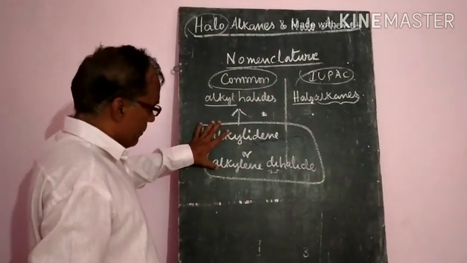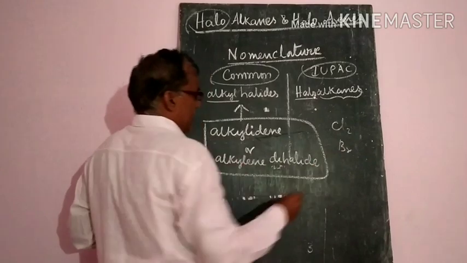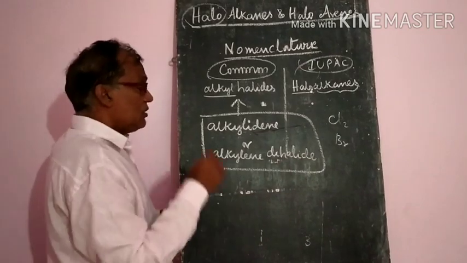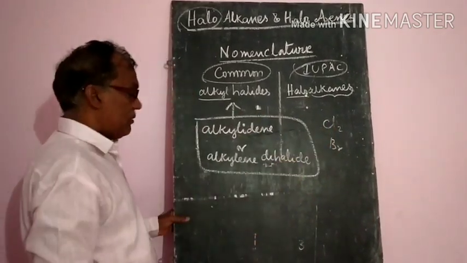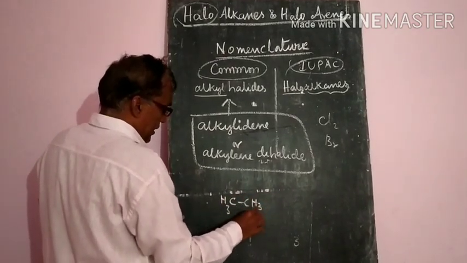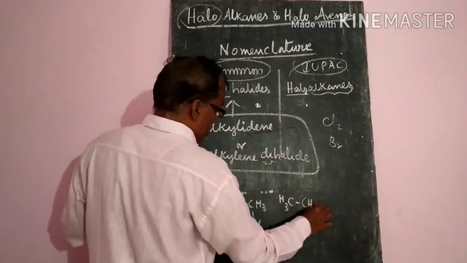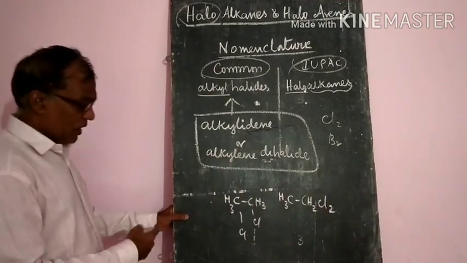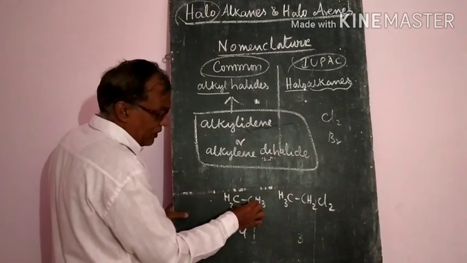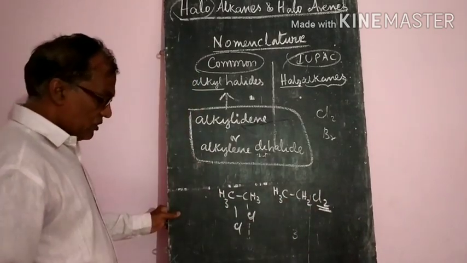Suppose there are 2 halogen atoms, 2 chlorine atoms or 2 bromine atoms. When writing about alkylidene and alkylene dihalides, where 2 chlorine atoms are there, the possibilities are CH2Cl-CH2Cl and CH3-CHCl2. If you observe here, the 2 chlorine atoms are attached to adjacent carbon atoms, but here the 2 chlorine atoms are attached to one carbon atom only.